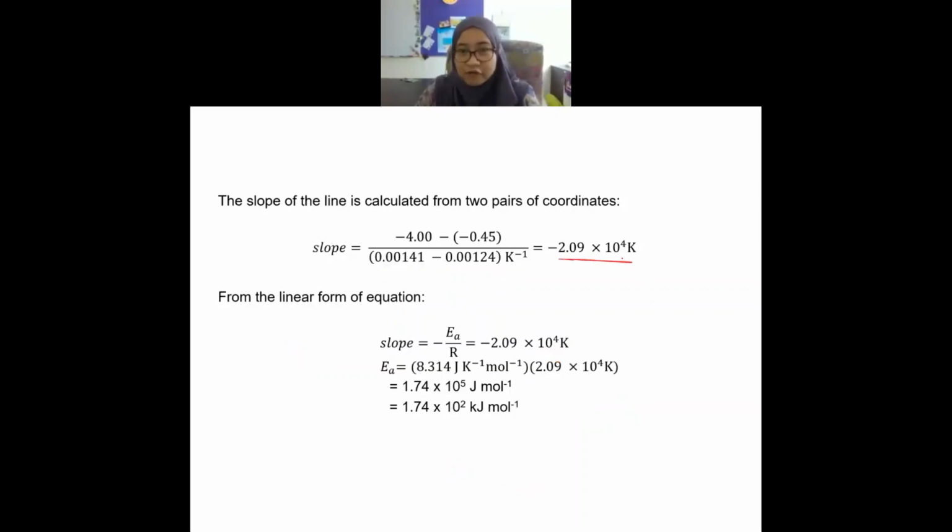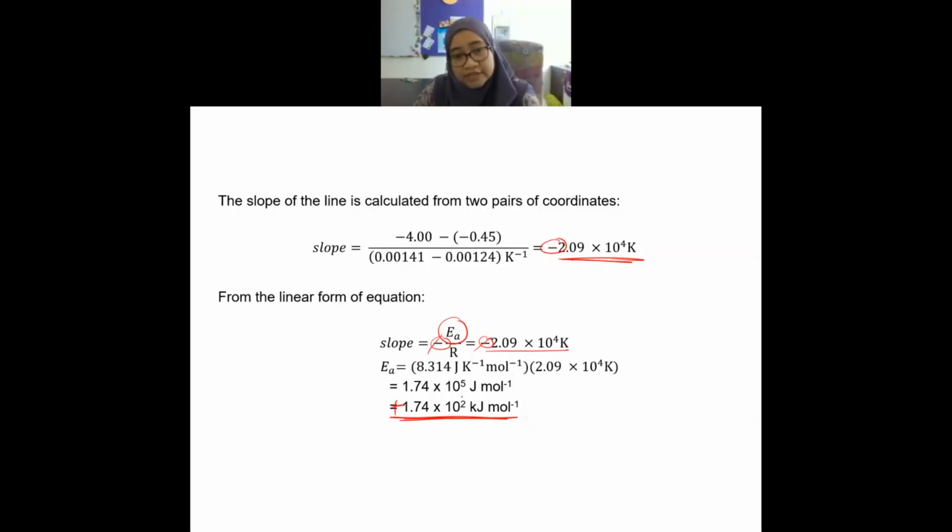So this is the value of your slope. See, it should be negative. So the question is asking for EA, guys. You have to relate the slope is equal to negative EA over R, and this is the value of the slope. So you can see the negative will be cancelled out. That's why you end up with a positive value here.